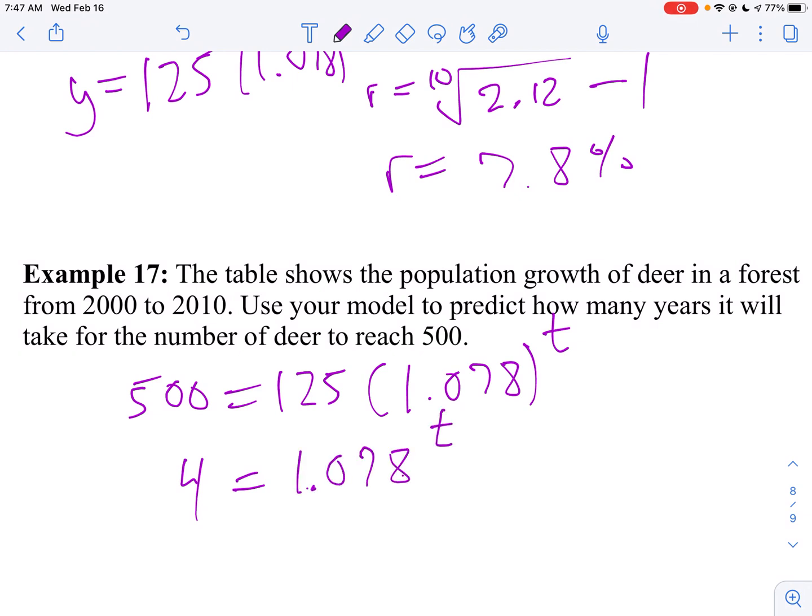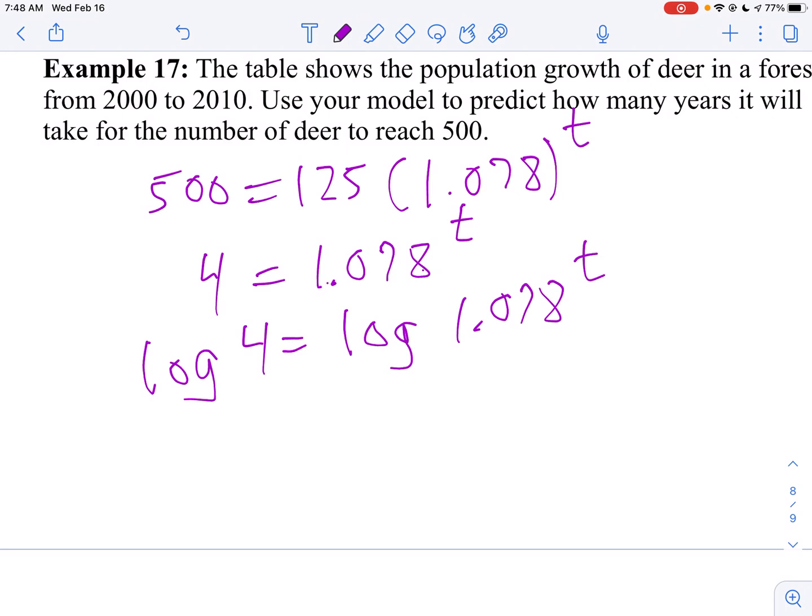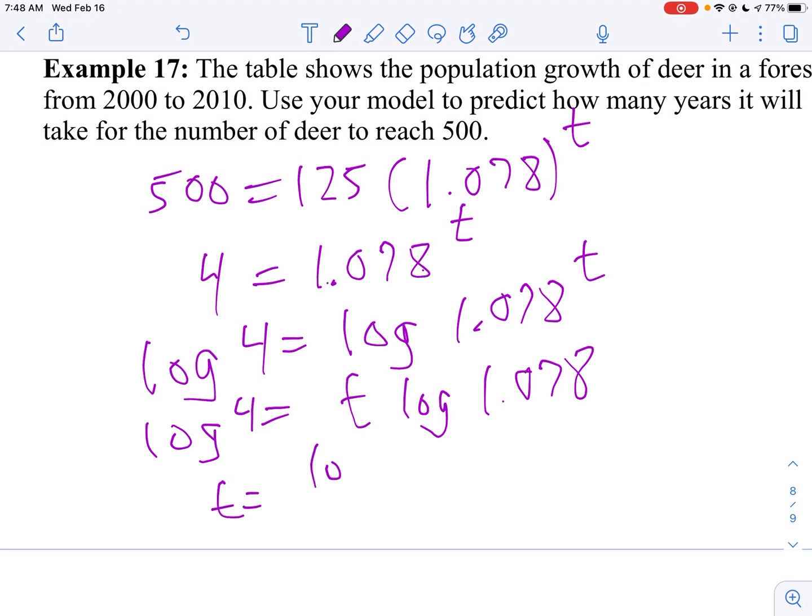Now what do I do to get that t? I'm going to use my logarithm. So I'm going to take the log of both sides. So I'm going to say the log of 4 equals the log of 1.078 to the t power, or the log of 4 is t times the log of 1.078. So divide both sides by the log of 1.078. So t is log 4 divided by the log of 1.078. And that will tell us what our answer is.